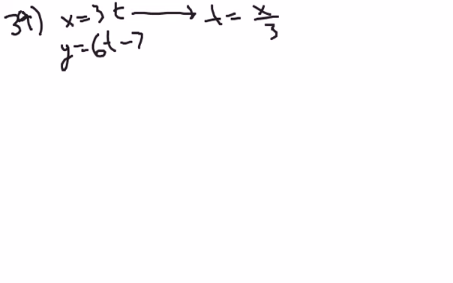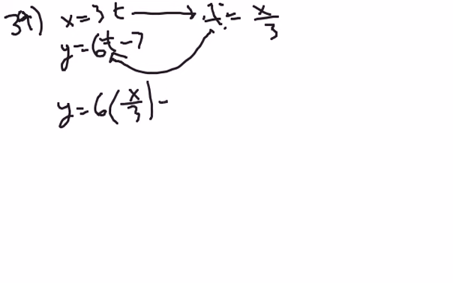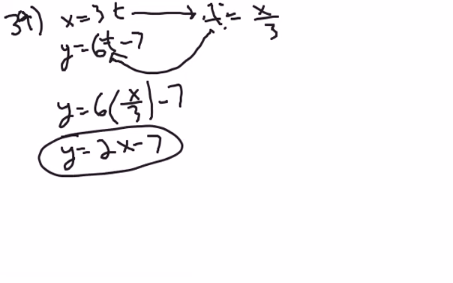So number 39, 40, and 41 are all about eliminating a parameter for parametric equations and writing the relationship between x and y. So this first one, we have x and y are both linear equations in terms of t. Here I'm going to write t equals x over 3. Take this, substitute in for this t. So y equals 2x minus 7. So that's number 39. Okay.